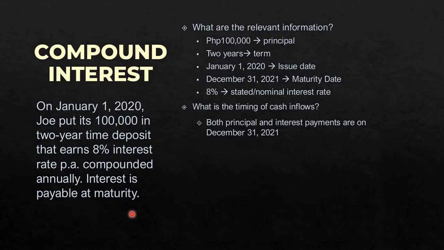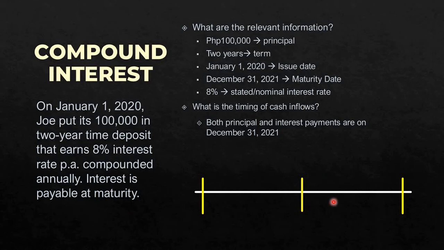So, ngayon, ganun uli, let us prepare our timeline. So, meron tayong, again, 2 years. So, ito yung first year at ito yung second year. And sabi natin, when the interest is compounded, ang term ng ating time deposit dito is divided into compounding periods. And syempre, ang most common compounding period is on an annual basis. At sinabi din naman dito na ang ating interest will be compounded annually.